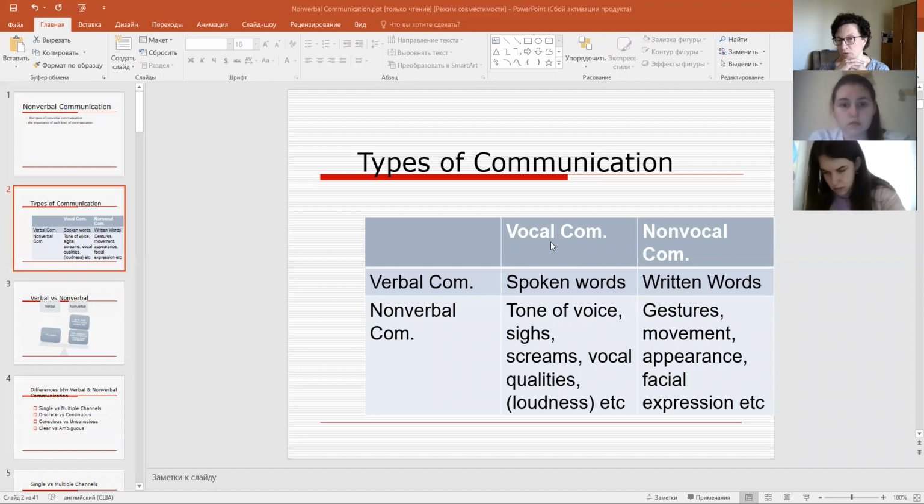And of course, there are lots of non-vocal parts in this communication, which are what we can see. They're not what we can hear, but what we can see. They will be gestures, movements, appearance, and of course, written communication.